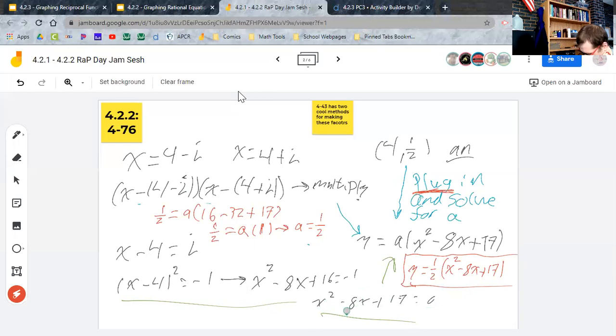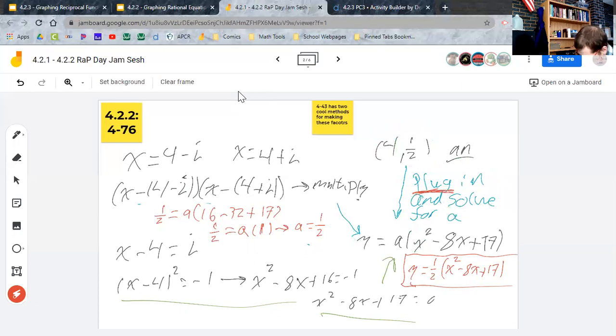So whether I make the factors and multiply them out, or take one factor and get rid of the i, one way or the other, I still get x squared minus 8x plus 17. The part to finish here is that we know it goes through the point (4, 1/2). That's where this part comes in. So now I'm going to plug in, and that's what the red is. Plug in 4 for x and 1/2 for y and solve and see what I get.